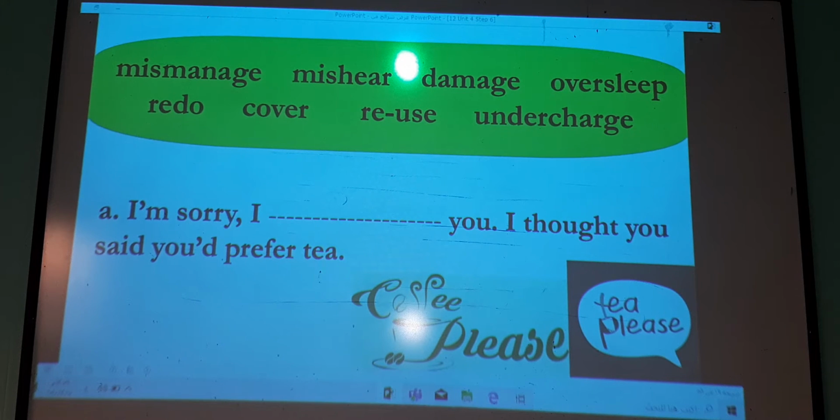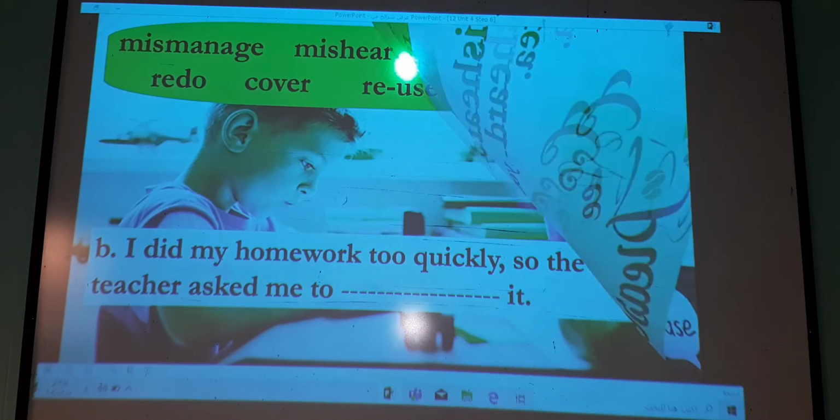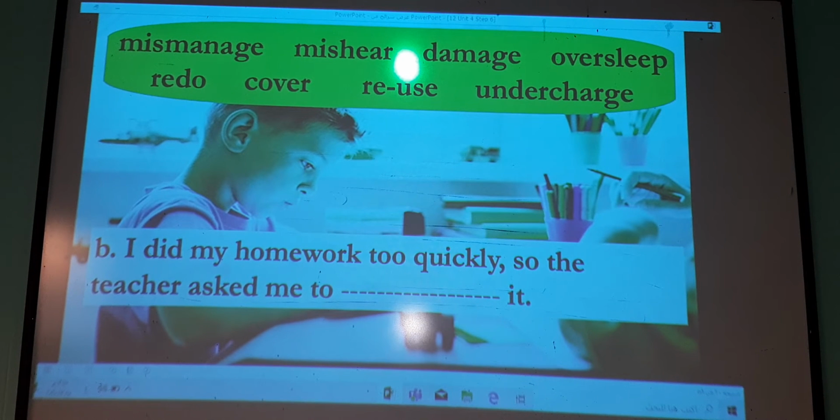I'm sorry, I thought you said you'd prefer tea. So here we can choose misheard. I'm sorry, I misheard you. I heard you wrongly. I thought you said you'd prefer tea. B. I did my homework so quickly, so the teacher asked me to redo it.